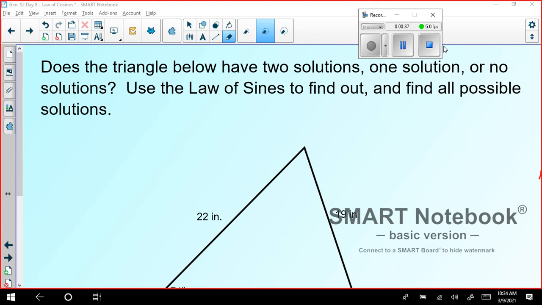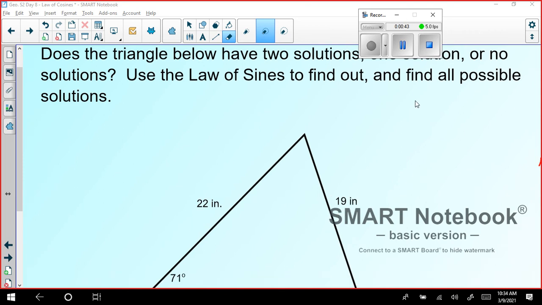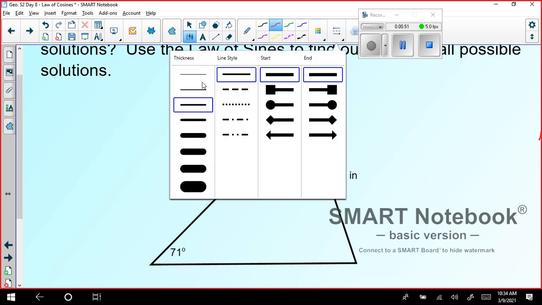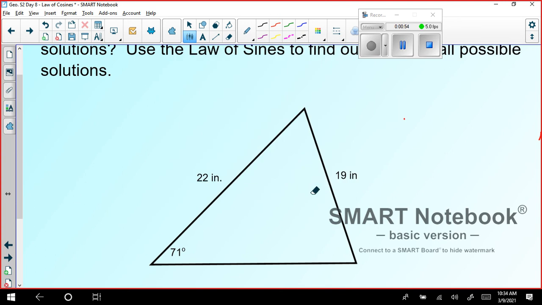Okay, let's try to solve this. Does the triangle below have two solutions, one solution or no solution? We are going to check using law of sines. Let me label this triangle ABC. Observe here we have an SSA combination, right? That's why there is a possibility of having two solutions, one solution or no solution.